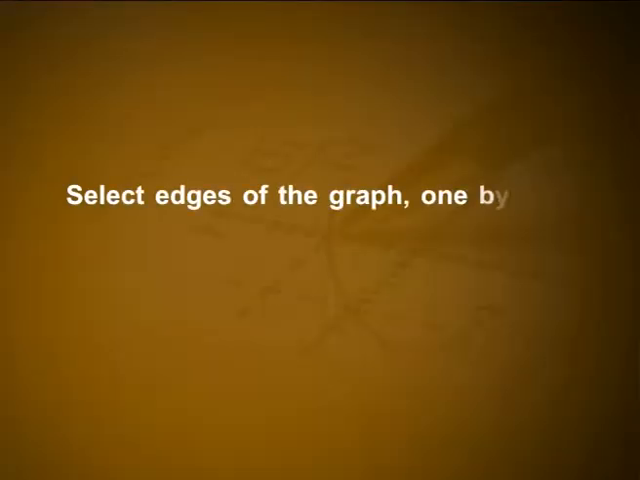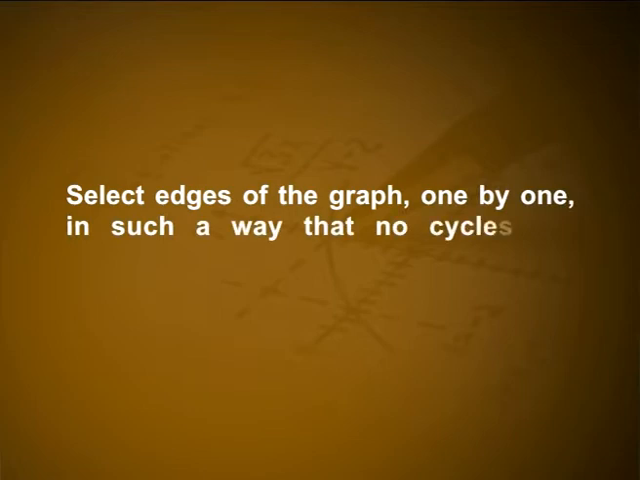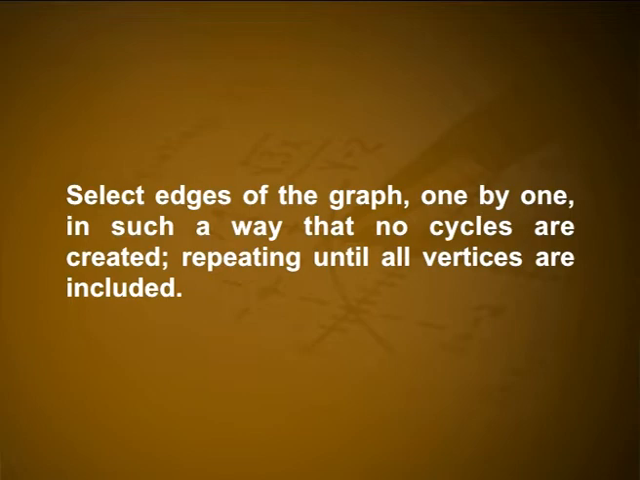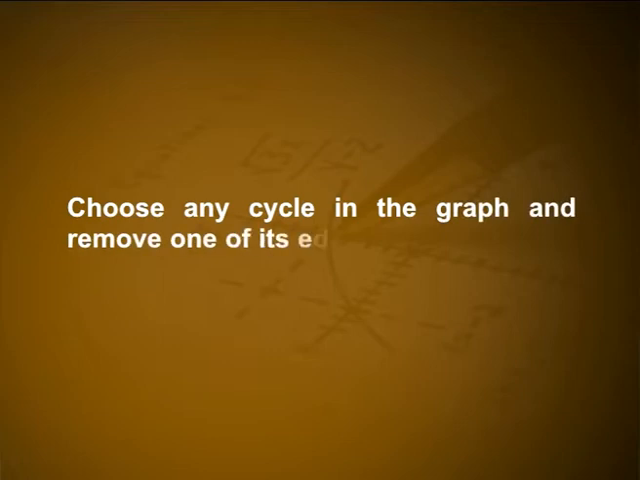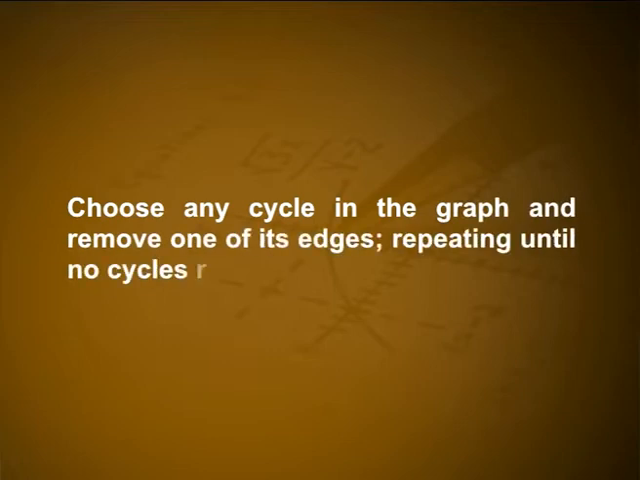A spanning tree may be found by the building up method or the cutting down method. The building up algorithm is: select edges of the graph one by one in such a way that no cycles are created, repeating until all the vertices are included. And the cutting down method is: choose any cycle in the graph and remove one of its edges, repeating until no cycles remain.